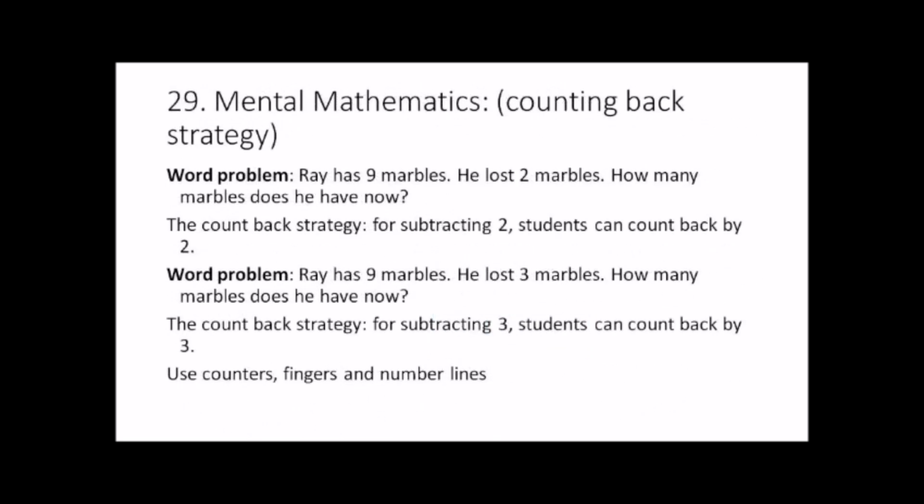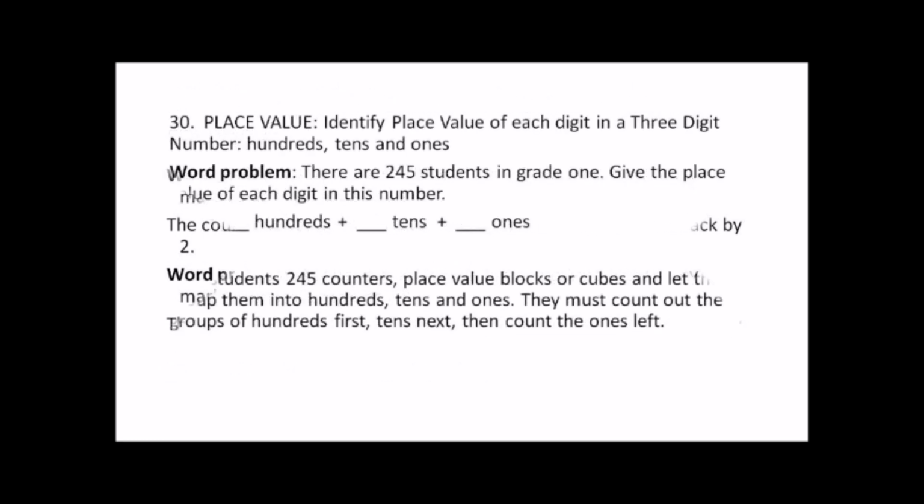Lesson 29, mental mathematics, counting back strategy, word problem. For the count back strategy for subtracting 2, students can count back by 2. They already know it by 1, so let them do it by 2. If he has 9 marbles and he lost 3 marbles, how many marbles does he have now? So it's 9 take away 3, and they can count back by 3. The first one was where he lost 2, and they count back by 2. So counting back by 2 or 3 are the strategies you want them to get during this lesson. Begin with the word problems and then let them practice the strategies. Use counters and fingers or number line at first.